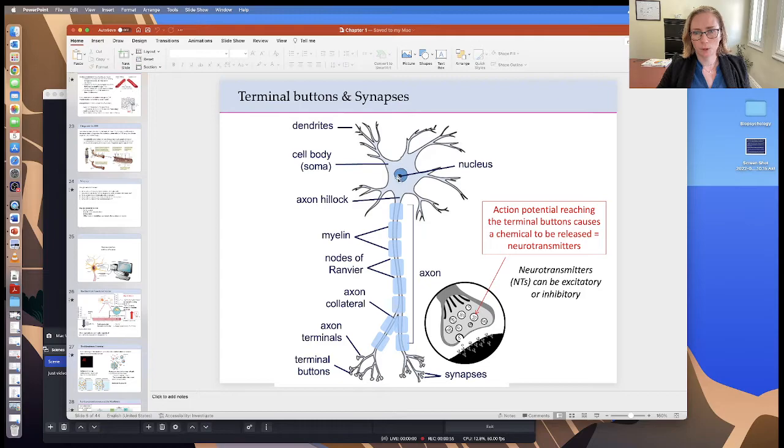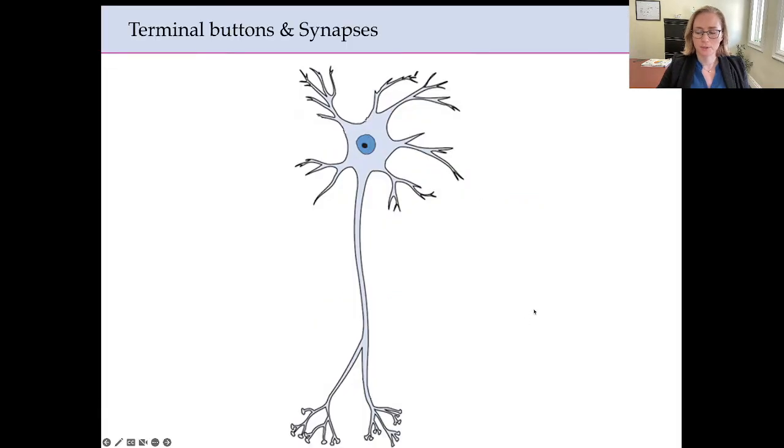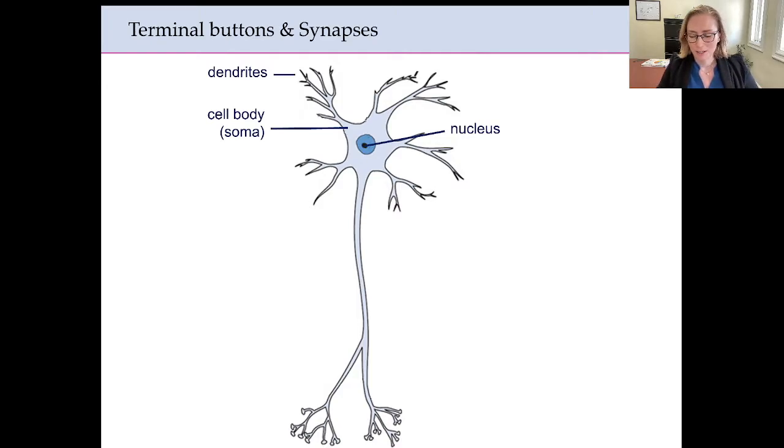So just to review our neuron, we have the main cell body, which is also called the gray matter. The cell body, we call it the cell body or the soma. Hopefully you can see my little marker here. Let me go ahead and go in presenter mode. The dendrites are kind of the antenna. They're the ones that are listening and connecting to other neurons. The nucleus contains the DNA. So this is important for writing new proteins, writing new receptors.